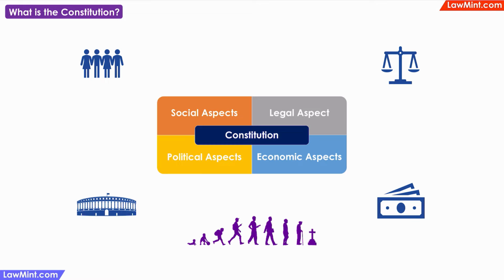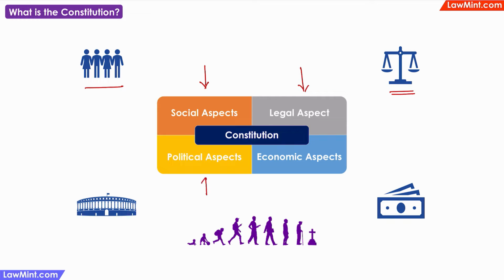The Constitution is not just a legal document. It governs all the laws of the country, so it may be predominantly legal in nature. But it also has social aspects. For example, it attempts to reform the society by abolishing discrimination. It tries to emphasize the right to education.